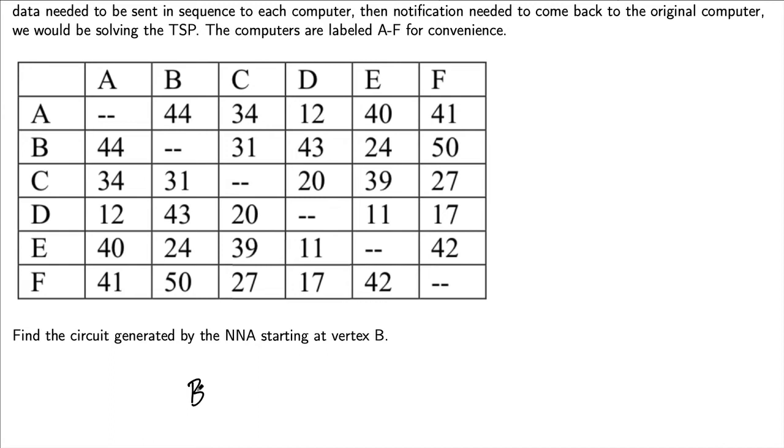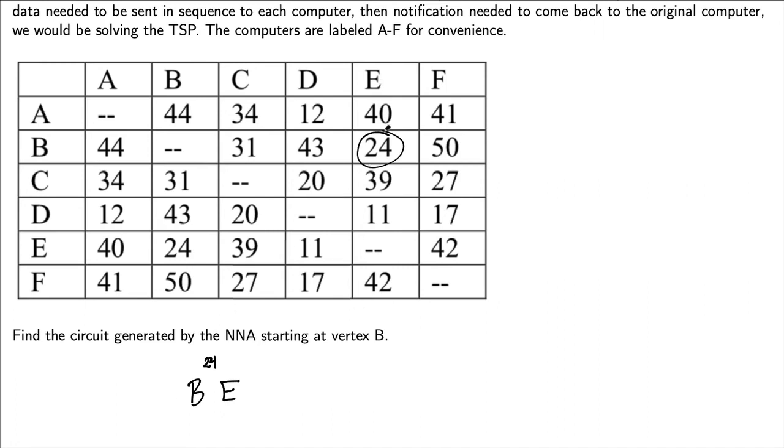To apply the nearest neighbor algorithm, we now just need to find the connection from B that's the smallest. So I'm going to look along row B, and I see 44, 31, 43, 24, and 50. The smallest one there is this 24 right here, and that's the connection to E. So I'm going to go from B to E, and that's a weight of 24 milliseconds from B to E.